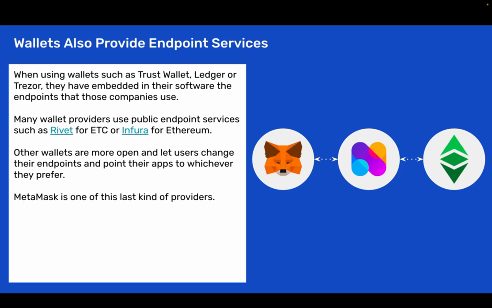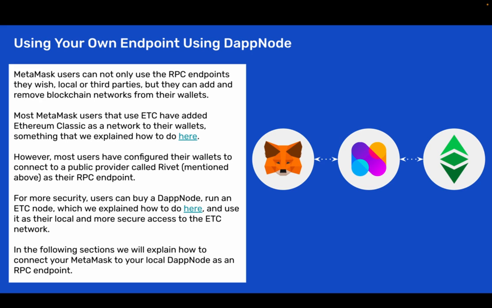When using wallets such as Trust Wallet, Ledger, or Trezor, they have embedded in their software the endpoints that those companies use. Many wallet providers use public endpoint services such as Rivet for ETC or Infura for Ethereum. Other wallets are more open and let users change their endpoints and point their apps to whichever they prefer. MetaMask is one of these last kind of providers. Using your own endpoint using DappNode.